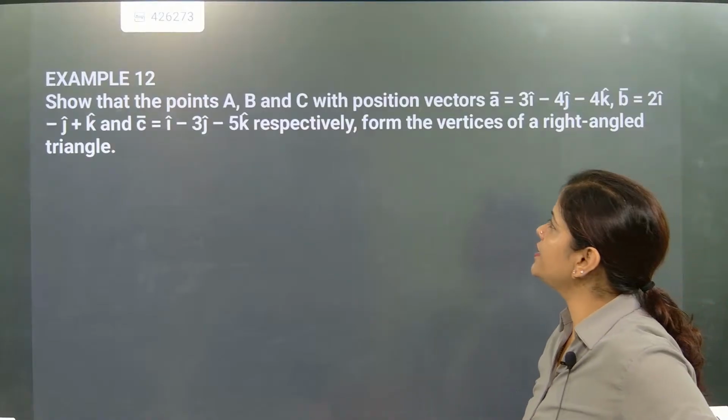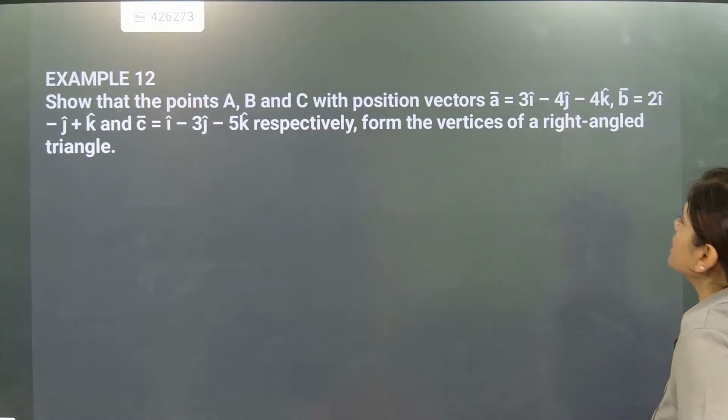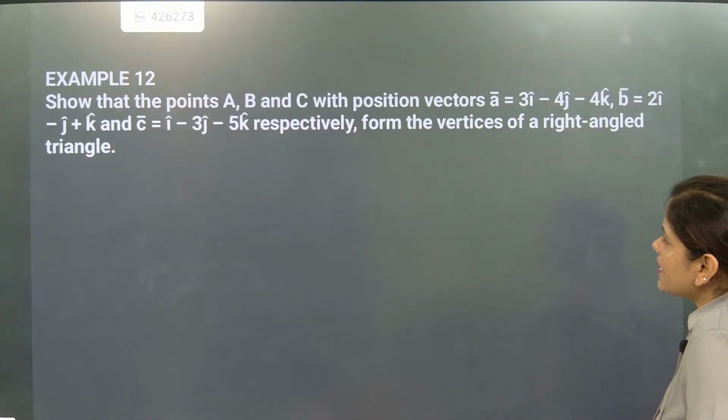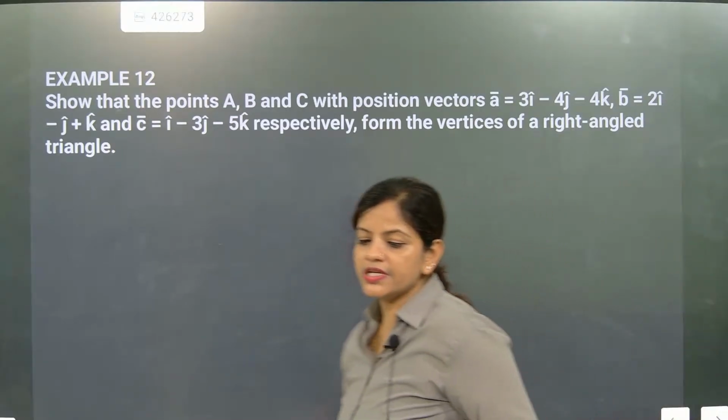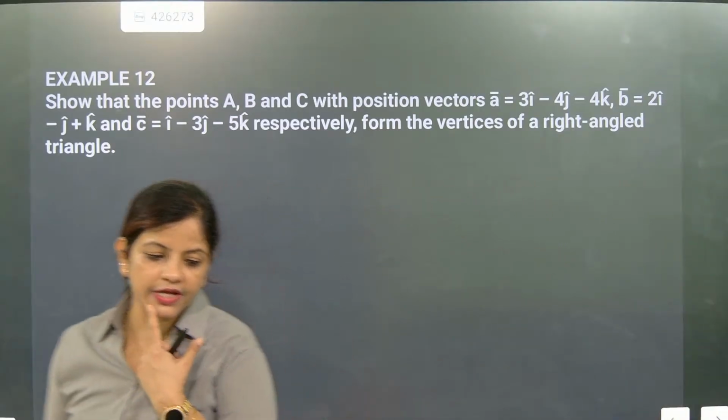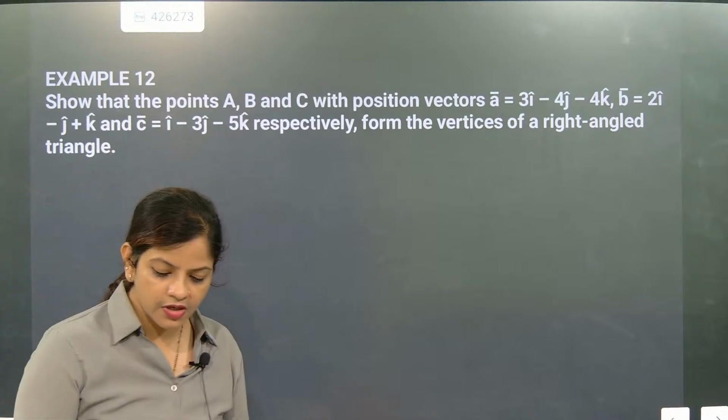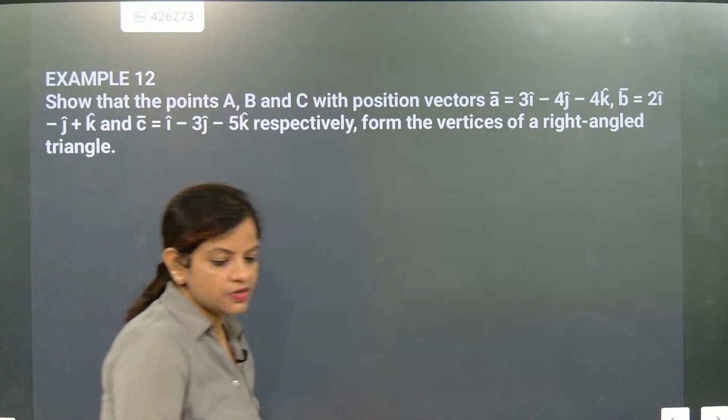Show that the points with position vector respectively form the vertices of a right angle triangle. See, what is exactly the next question? This is the next question. Try this next question, children. This is the next question. Try this next question.